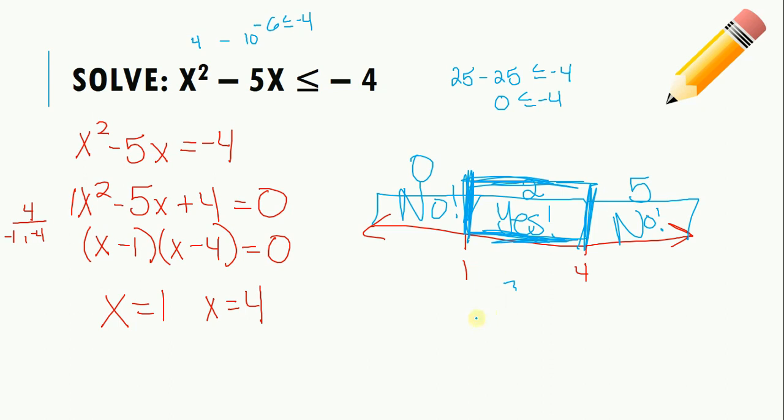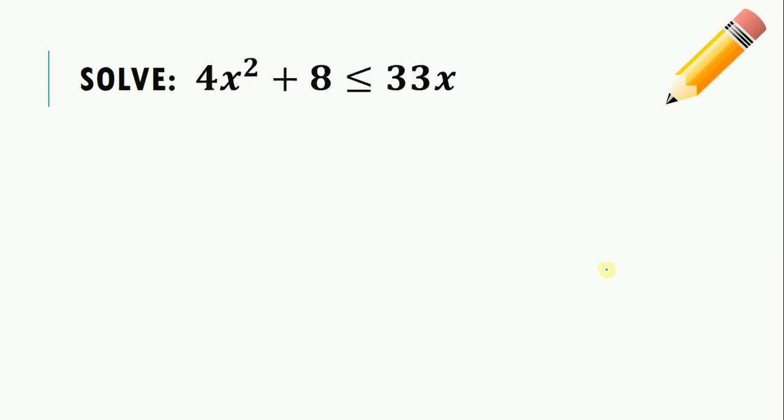So I need to write that in interval notation. Notice the yes is trapped between number 1 and number 4. So interval notation would be bracket, because it's equal to, 1, comma 4, bracket, because it's equal to on both sides and it's trapped between those two values. Let's try a couple more.